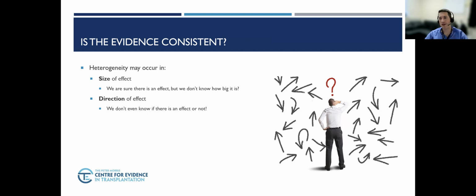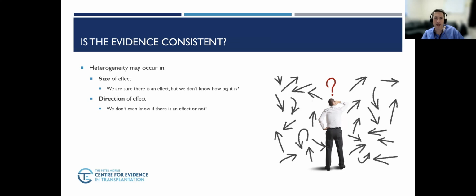And in some ways, this is a little easier because we can say, well, okay, we know that there might be a benefit or there might be a harm to our treatment. The fact that we don't know how big it is doesn't really matter as long as the effect overall we think is going to be clinically significant. Where it gets more difficult is where you've got a lot of studies that have different directions of effects. And now we don't even know whether there is an effect or not.